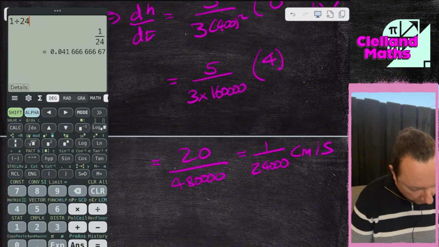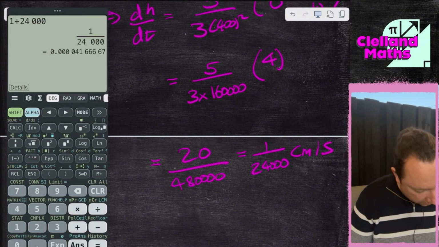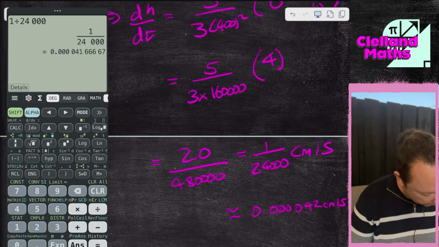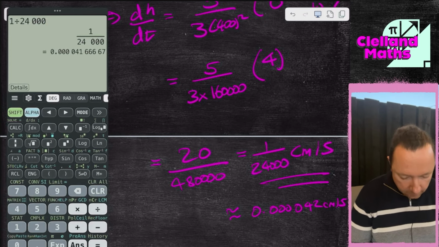But just to show you how small that is, 0.000042. But I'd leave it like that. And we're done there.